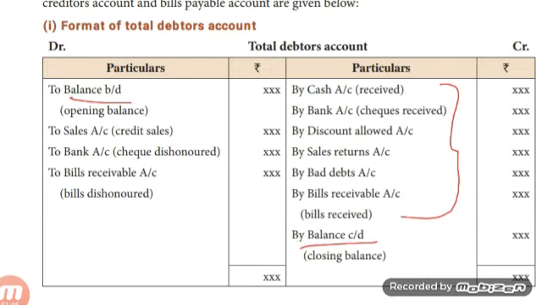Then credit all items which decrease the debtors. The items which decrease the debtors are cash received from debtors, cheque received from debtors, discount allowed, sales returns, bad debts and bills receivable. Enter all these items on the credit side.